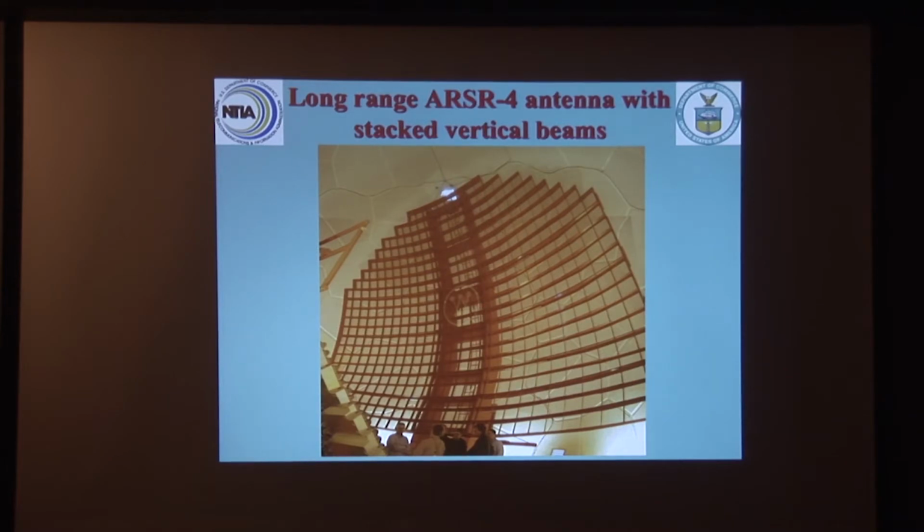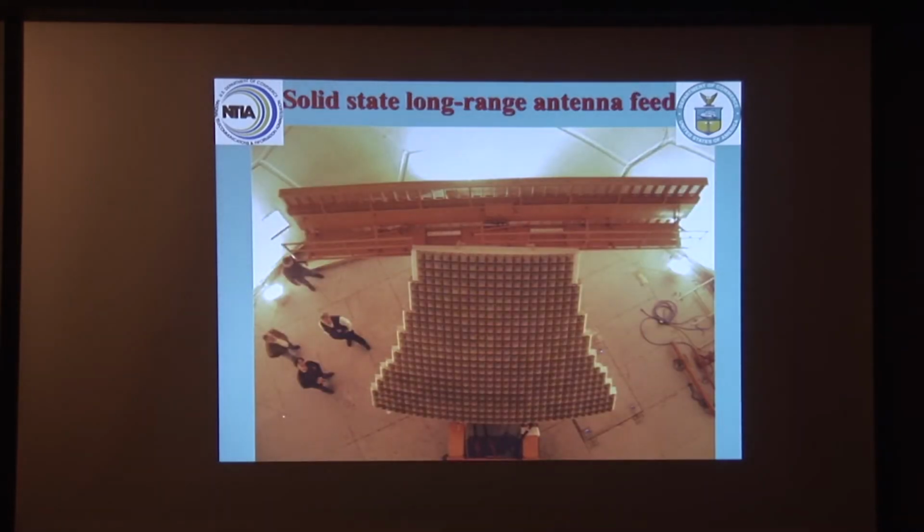This is the antenna of the ARSR-4. Look at the size of this thing compared to the size of the people inside. And this antenna is so finely balanced that if you just give it a little tap with your hand, it'll start rotating. It's that beautifully balanced. People have been known to ride on it, I'm told. Kind of fun. This is the feed out in front of the ARSR-4.